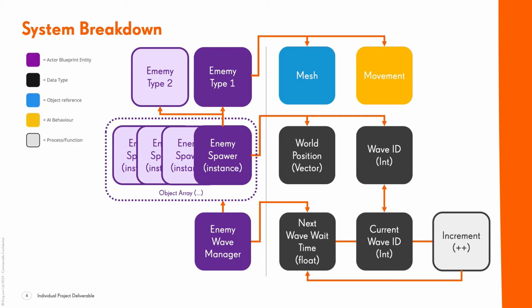Also, the wave ID of the enemy spawner and the current wave ID are communicating in the wave manager. So this is basically a way to create the desired effect of the proper enemy spawning at the correct moment.